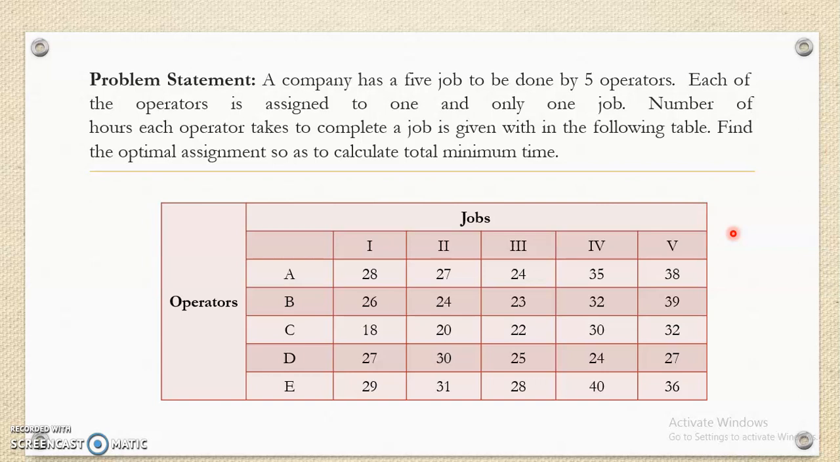So if you revise the steps involved in the Hungarian assignment method, these steps are row operation, column operation, make assignments. If the solution is optimal, we have to stop there. If the solution is non-optimal, we have to proceed for improving that solution by drawing the minimum number of lines to cover all the zeros, and then do certain simple calculations. So let us proceed ahead.